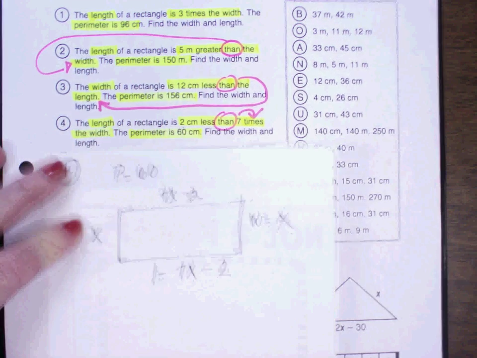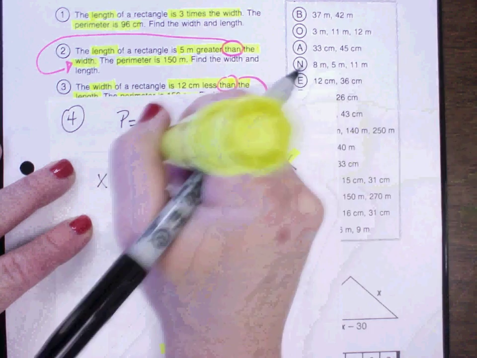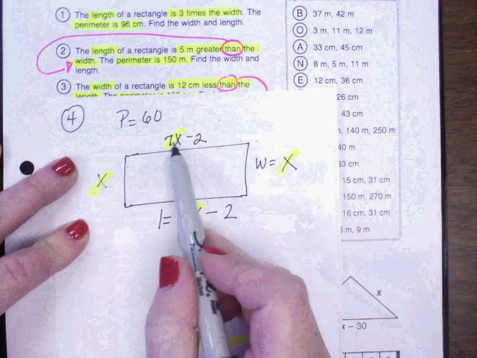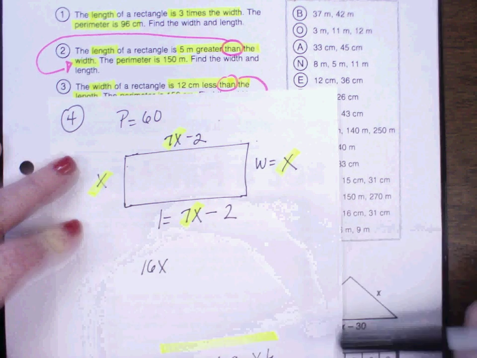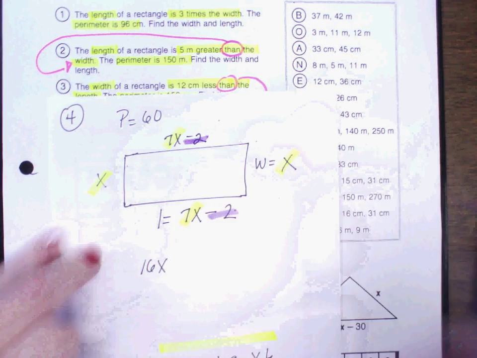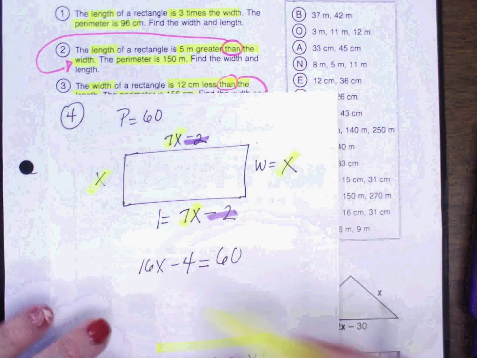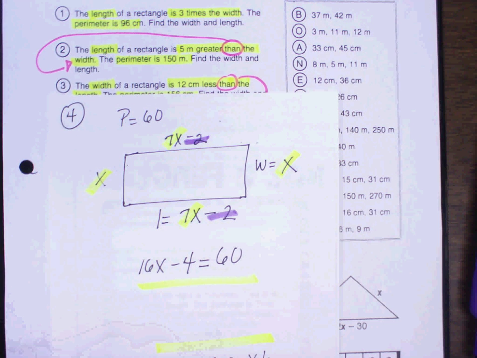All right. So let's see what we can add. 7x, 7x, and x. So 7 and 7 would be 14, 15, and 16x. There you go. Minus 4 equals 60. Yay? All right. Put that in there.